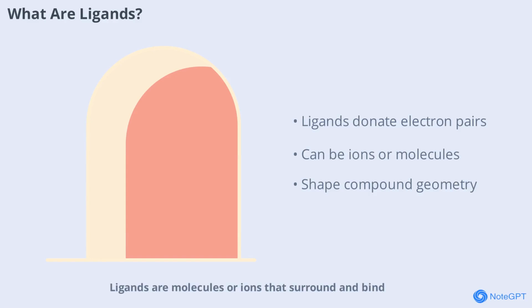Ligands are molecules or ions that surround and bind to the central metal atom in a coordination compound. They act as electron pair donors, forming coordinate covalent bonds with the metal. Ligands can be simple ions like chloride or more complex molecules such as ammonia or ethylenediamine. The type, number, and arrangement of ligands around the metal determine the geometry and reactivity of the coordination compound. Ligands are essential for the stability and function of these complexes.